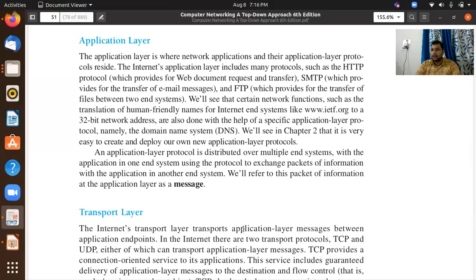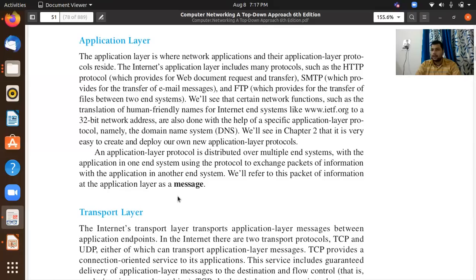That data, in network terminology, we call a message at the application layer. That message we are interested in transferring from sender to receiver, and back and forth we want to communicate. So that is the message.